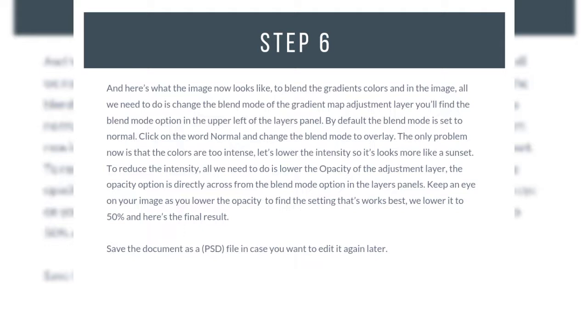The only problem now is that the colors are too intense. Let's lower the intensity so it looks more like a sunset. To reduce the intensity, all we need to do is lower the opacity of the adjustment layer. The opacity option is directly across from the blend mode option in the layers panel. Keep an eye on your image as you lower the opacity to find the setting that works best. We lower it to 50% and here's the final result.